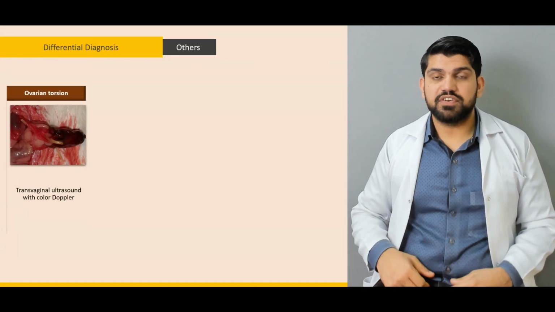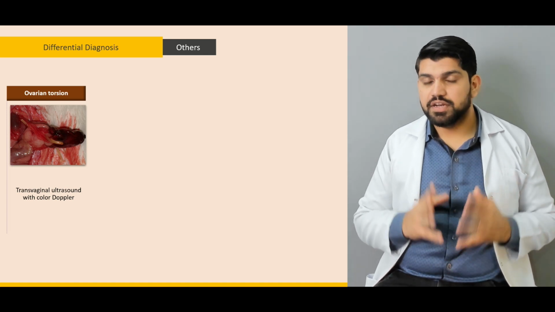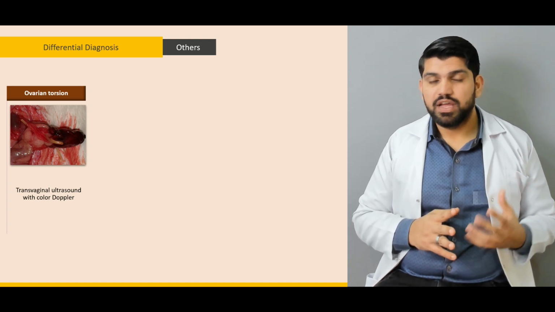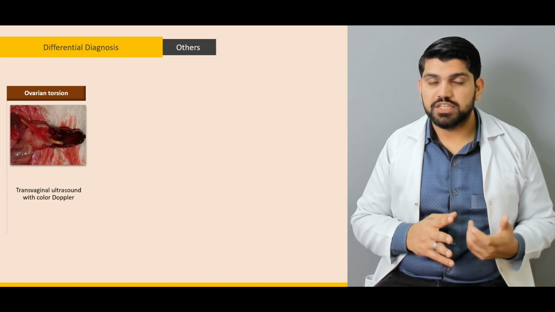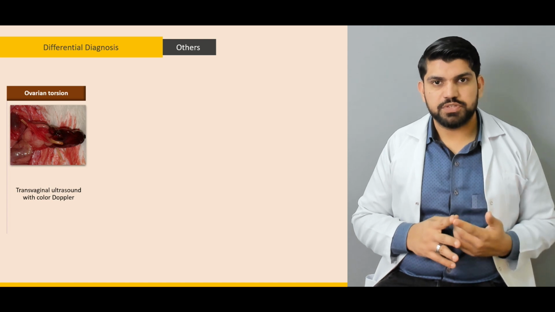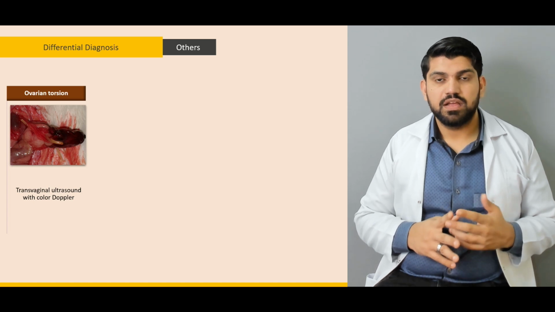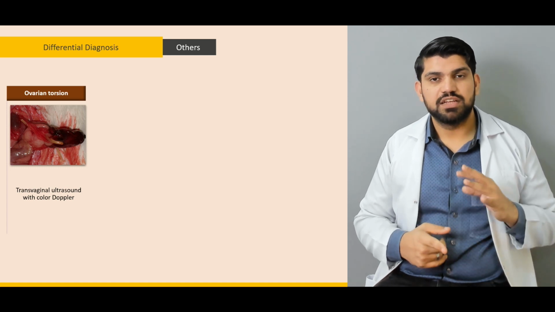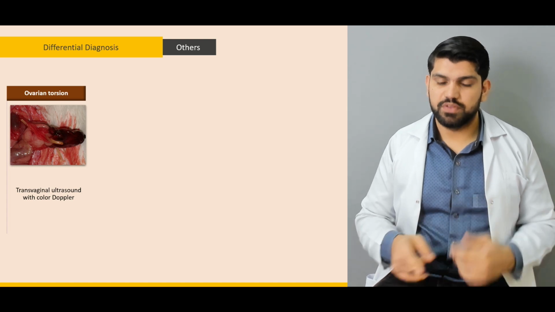So other differential diagnosis, ovarian torsion, a very, very emergency condition. What happens is there is torsion of the ovaries. With the torsion, there is increased chance of the ovaries becoming dead. So what to do? Transvaginal ultrasound with color Doppler is specific and sensitive most of the time. What to do first? Treat shock, analgesia, straight to operation room. Needs emergency surgery. Need to save the ovary.